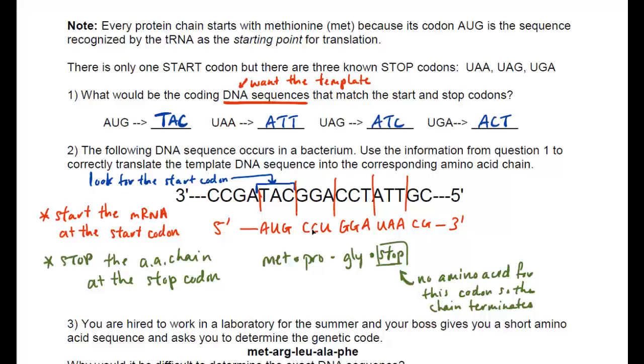So notice we've got a code for amino, code for amino, code for amino acid. But then here's our UAA. That's a stop codon. Nothing goes in here. There is no amino acid for this codon, so the chain's going to terminate. So please remember, you start at the start. Okay, start at the start when you're trying to make your mRNA, and then stop at the stop. Don't try to keep adding amino acids in after you've had a stop. Start at the start, stop at the stop.